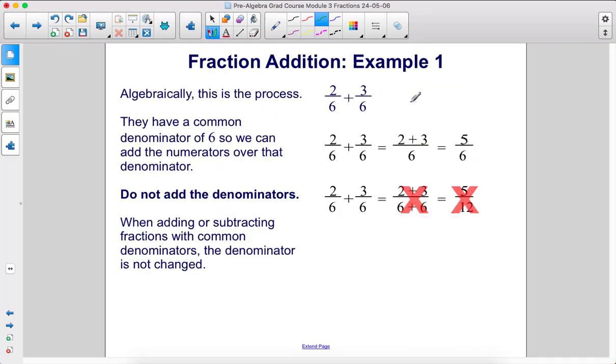Algebraically, this is the process. Since they have a common denominator of 6, we can add the numerators over that denominator. So we can just combine the tops here. 2 over 6 plus 3 over 6 is 2 plus 3 over 6, and then add that 2 and that 3 to get 5. Do not add the denominators. You're not going to get a 12 down here. When adding or subtracting fractions with common denominators, the denominator does not change.